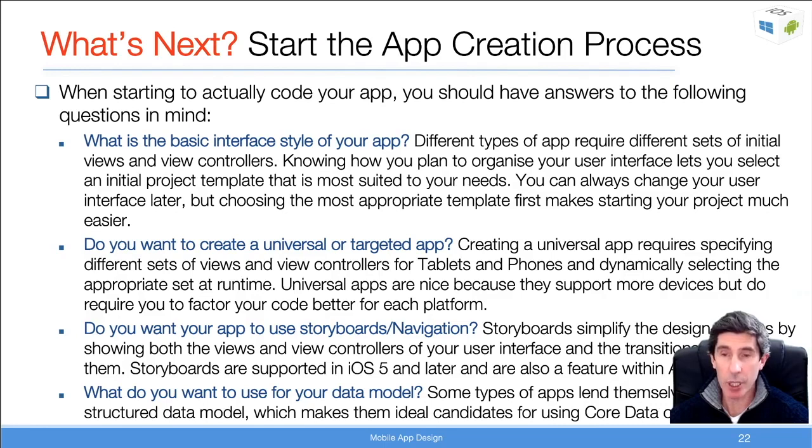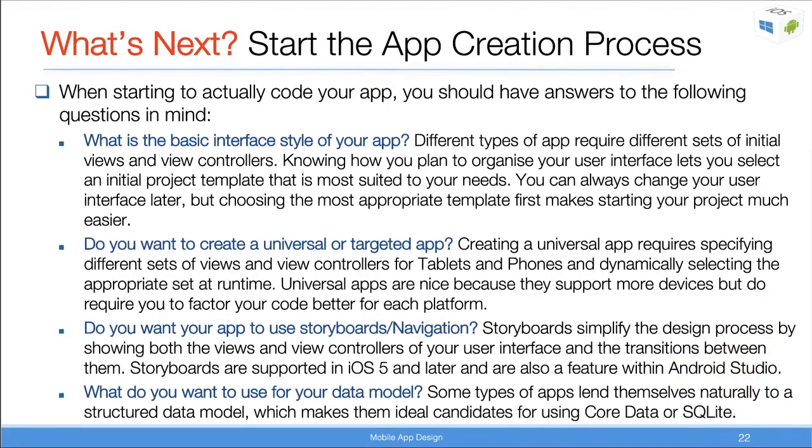So this is just bringing together what we've been looking at in the previous set of slides. What is the basic interface style of your app? Is it going to be very basic with menus? Is it going to be a lot more sophisticated, using nav drawers or bottom navigation? All that determines the type of initial app you will build, and where you want to go with it. Okay, and you can always change the user interface later, but choosing the most appropriate template first makes starting your project much easier. So there's all these wizards available to you.